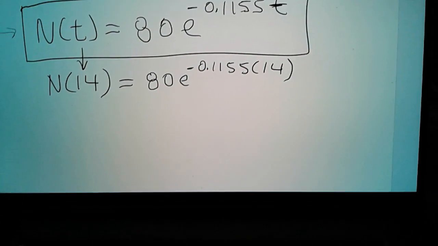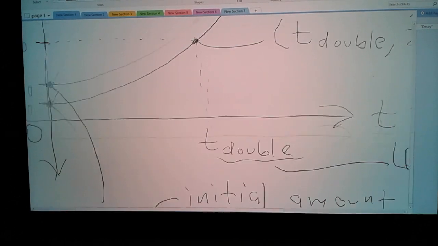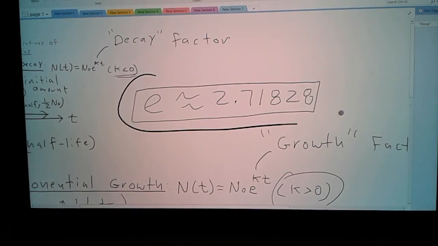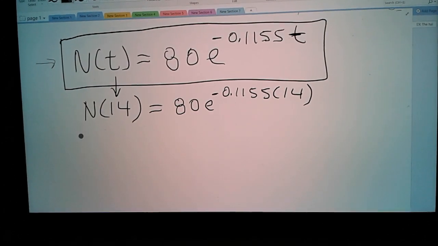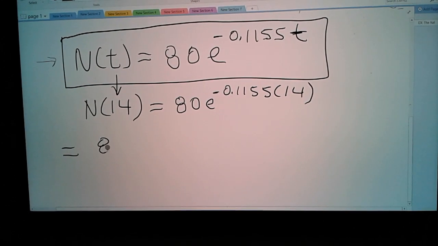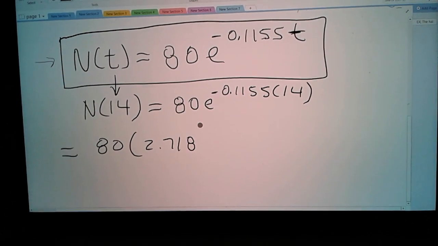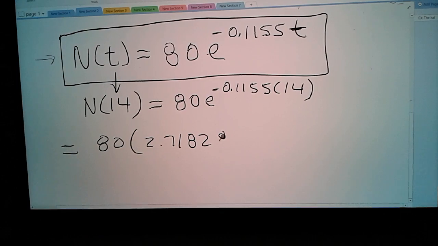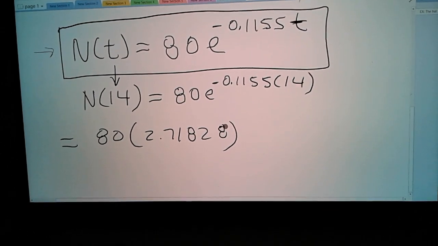And I told you that e is approximately 2.71828 from this page here. So e is approximately 2.71828. You could always use that as an approximate value. You have to use your order of operations to do this problem, just like any math requires order of operations.